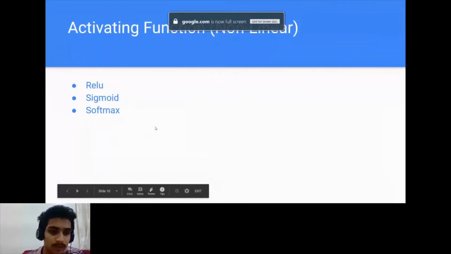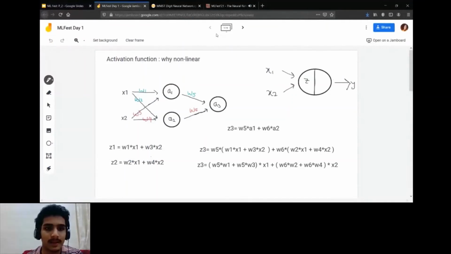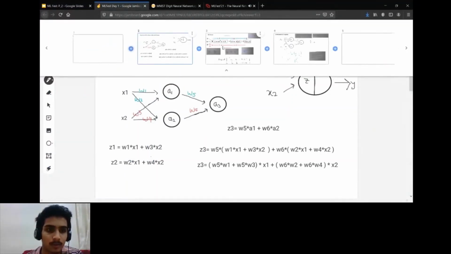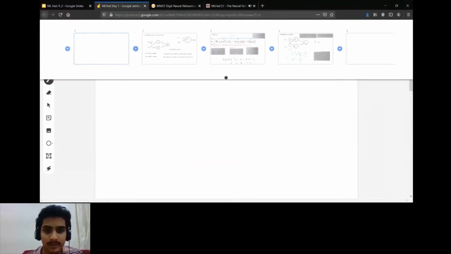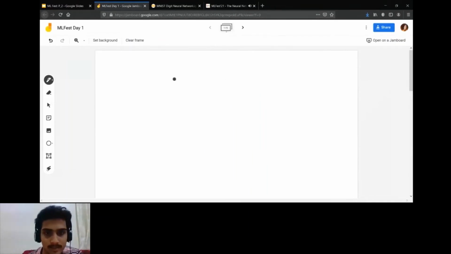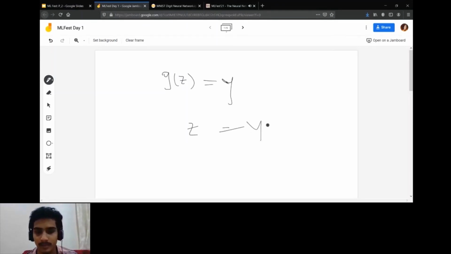We'll see with an example over here what linear functions are. A linear activation function is, as the name suggests, linear. Let us consider g of z as a function, and it gives an output y. A linear function takes an input z and gives some linear combination, which will be like y equals mx plus something. Those are basically linear functions.